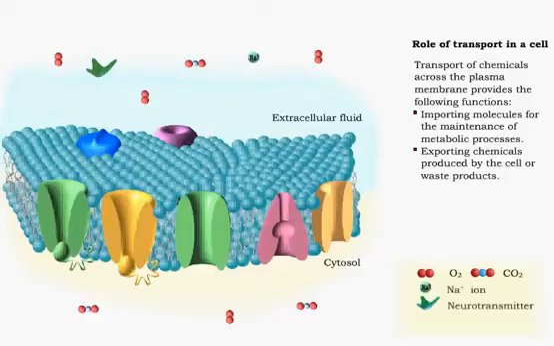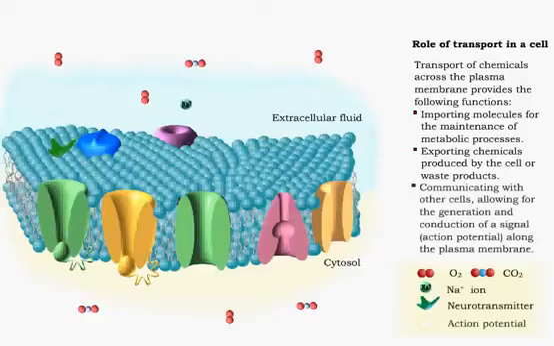Communication occurs between cells when substances produced by one cell, such as neurotransmitters, induce the transport of chemicals across the plasma membrane of another cell, making the generation of an action potential possible.